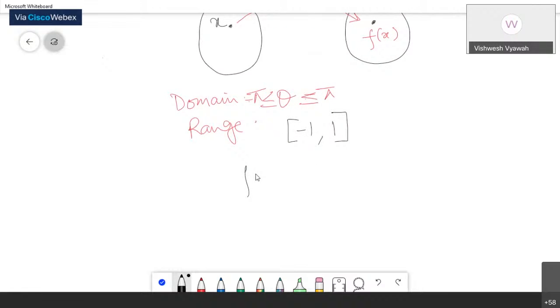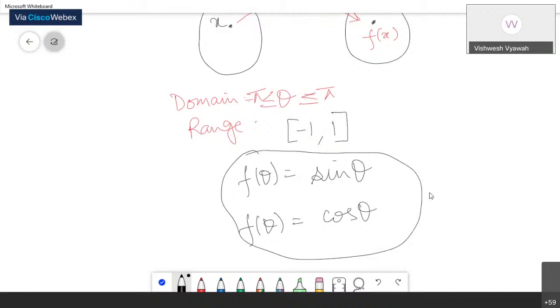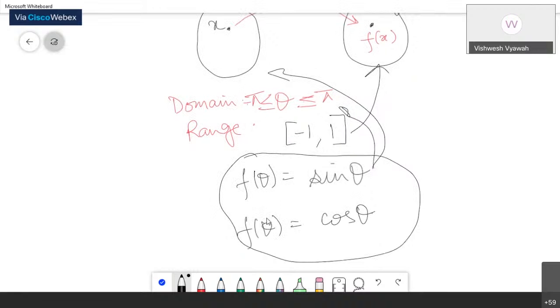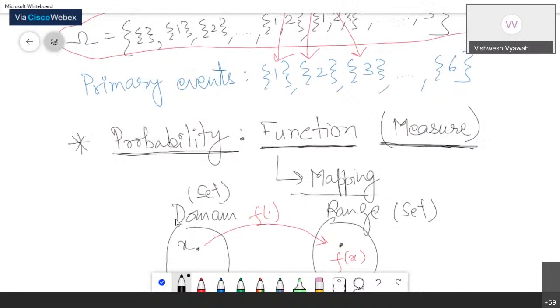You have f of theta is equal to sine theta, or f of theta is equal to cos theta. These are the examples. So what they do, they take this theta from this domain, or this domain, and they give you an answer which lies between minus 1 to 1. So this is the function, basically. You have encountered a lot of examples, like cos theta, tan theta, x square, or maybe some other function. These are all basically functions.